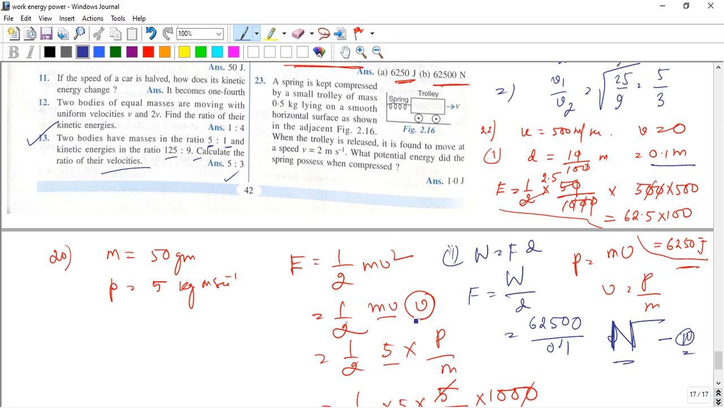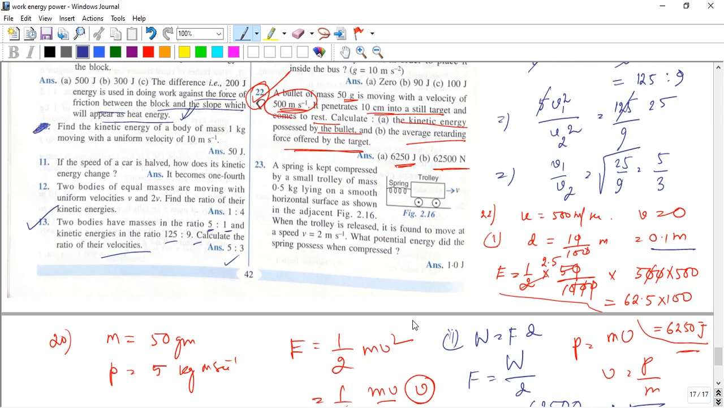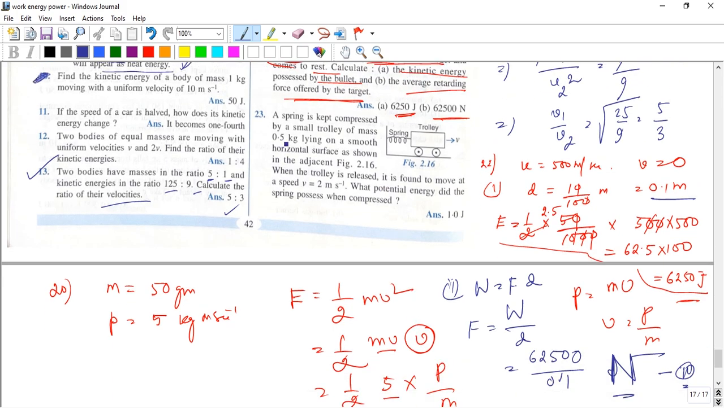Okay, now the last question, 23. A spring is kept compressed in a small trolley of mass 0.5 kg lying on a smooth horizontal surface, as shown in the figure. When the trolley is released, it moves at a speed of v equal to 2 meter per second. What is the potential energy of the spring possessed by the compressed spring? Very easy. So that is the potential energy.